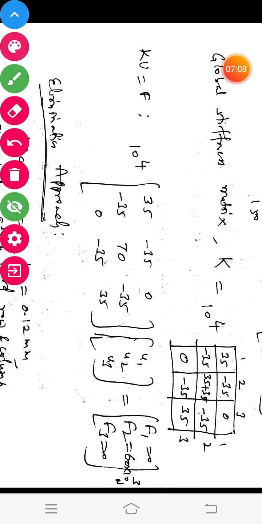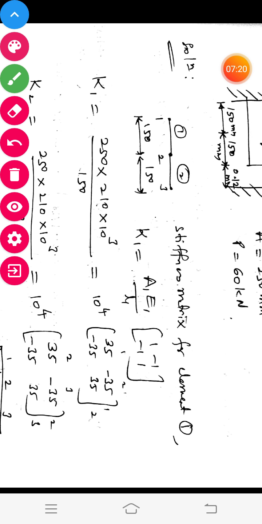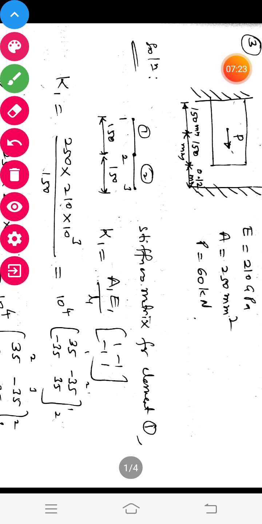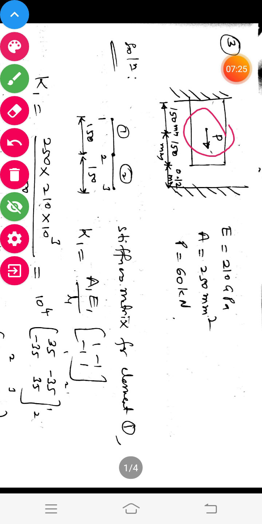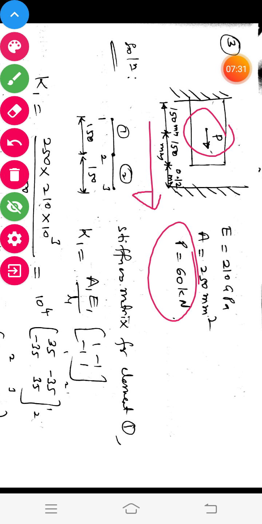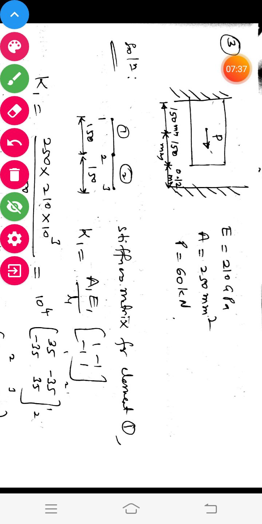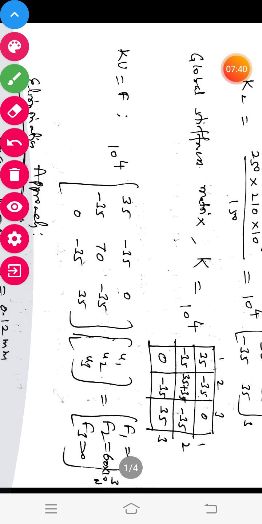Next F2: here I wrote 60 into 10 raised to 3 Newton. The given force at node 2 is 60 kilonewton, and the direction of the load is in the same direction as the element numbering, hence it should be taken as positive. That's why at node 2 I wrote plus 60 into 10 raised to 3 Newton, otherwise it would be negative.